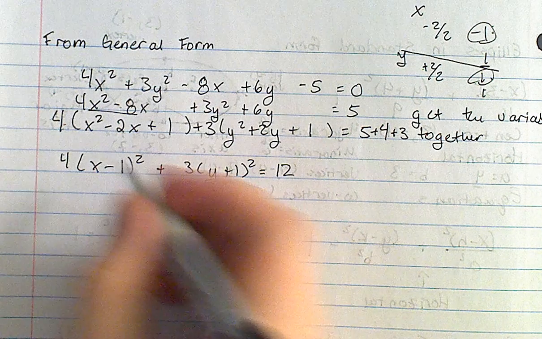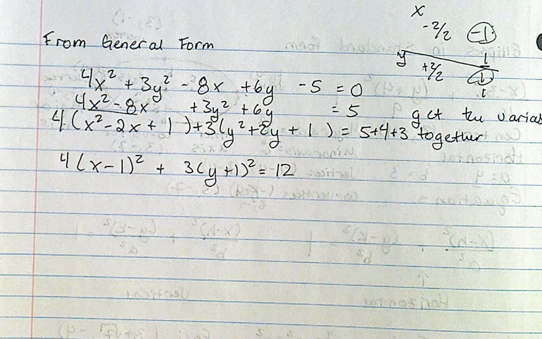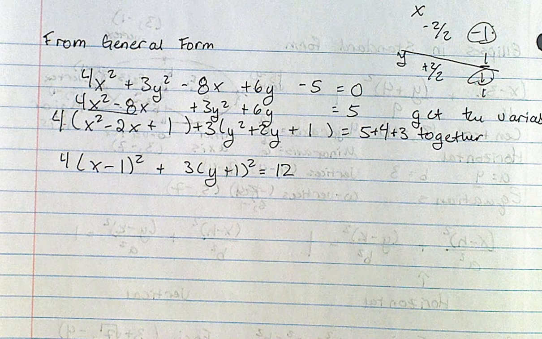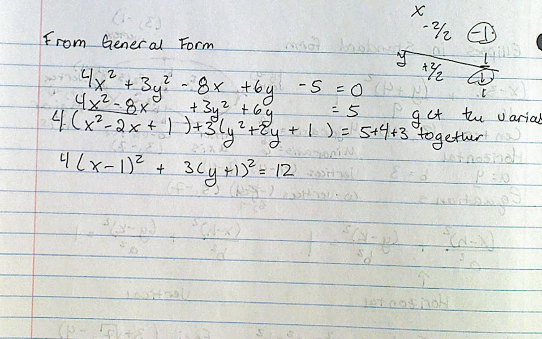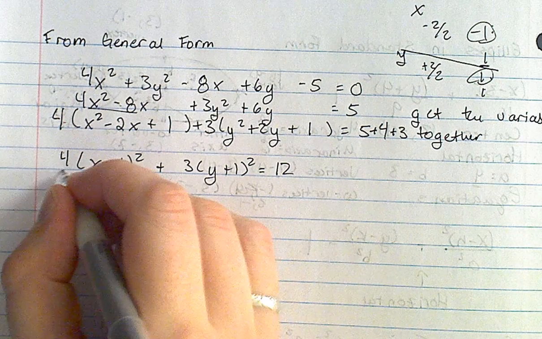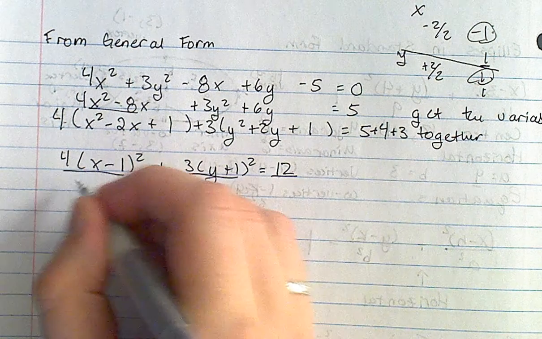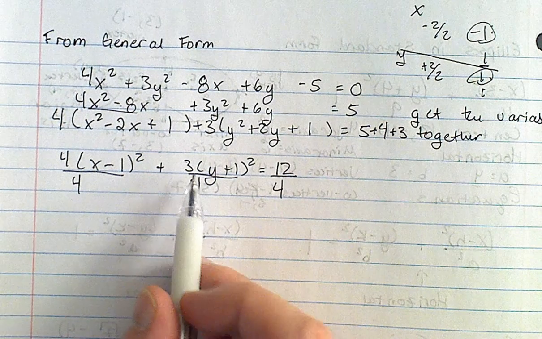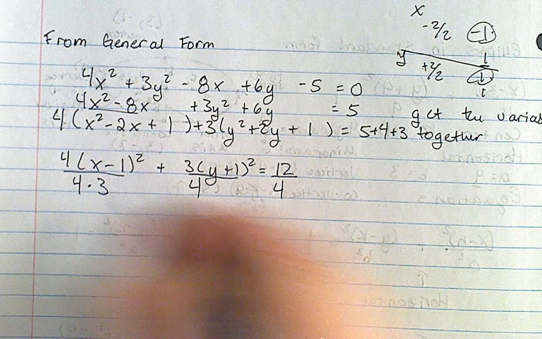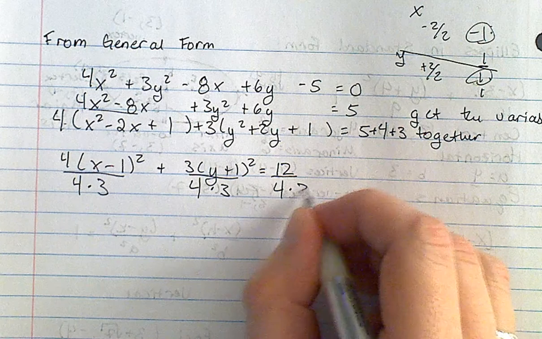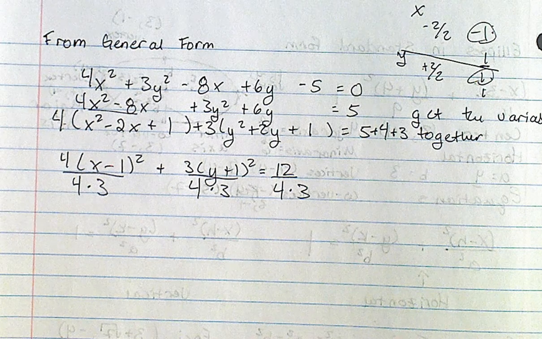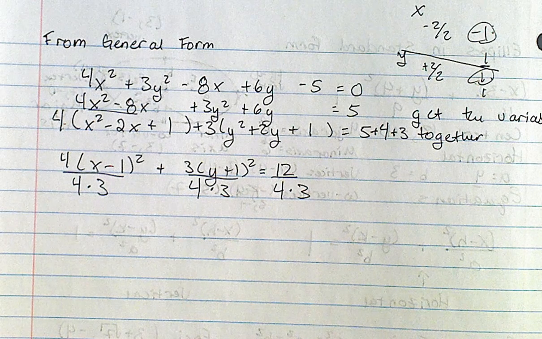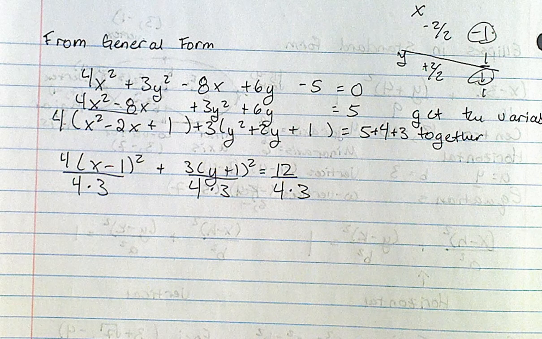So, now, the only thing that's different between what we have now and what the standard form of an ellipse is, we have to get them so that they're divided by something. So you're going to divide the whole thing by the number that's in front of x, which is 4. And then you also have to divide everything by the number in front of y, which is 3. Because you want to make it so that there is nothing in front of it, like 1, x plus or minus something quantity squared over something.